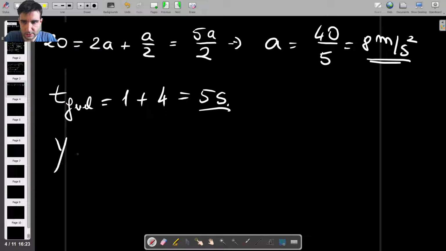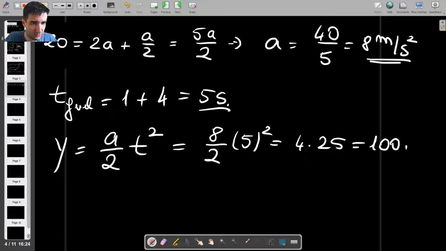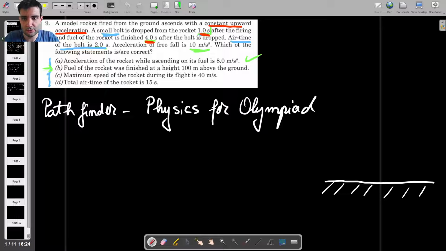So let's see how we do this. That's going to be y equals essentially just a over 2 t squared. And if we put the numbers in, the acceleration is 8 over 2, the time is 5 squared, so that's going to be 4 times 25. And we got this as 100 meters. So 100 meters above the ground, the rocket runs out of fuel. And let's see what we have here. Fuel of the rocket was finished at a height of 100 meters above the ground, so this is also correct. Let's see what C is telling us.